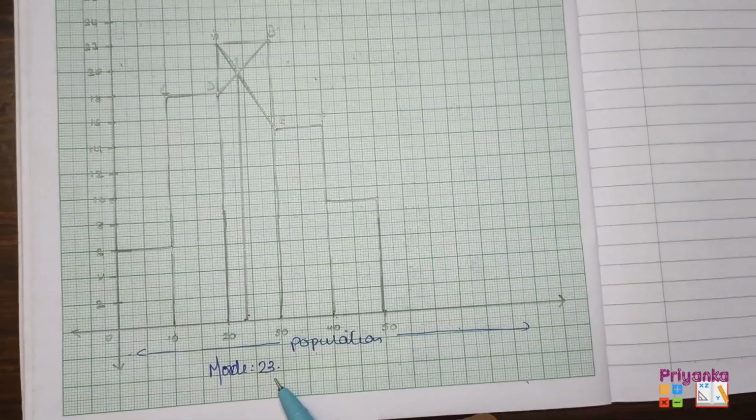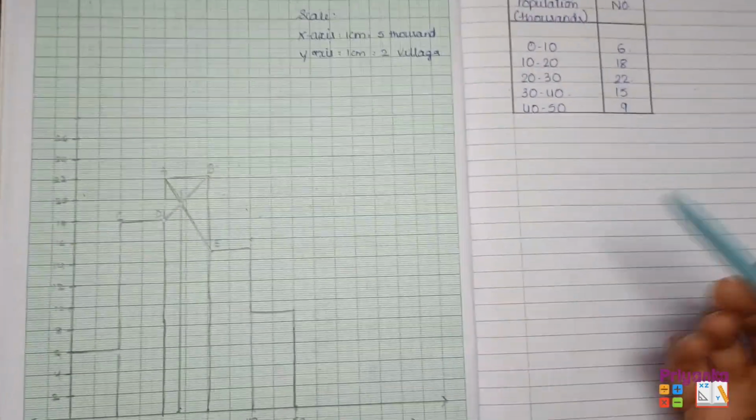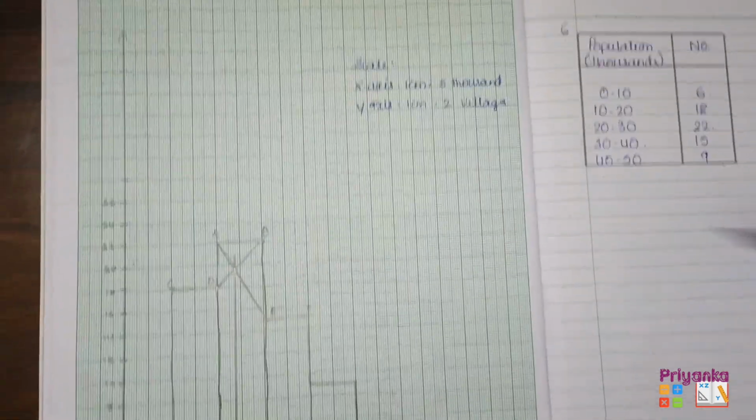The mode will be 23. That is 23,000 population, which are the information given in the question. Moving to the next question.